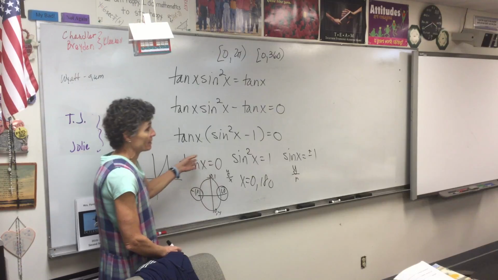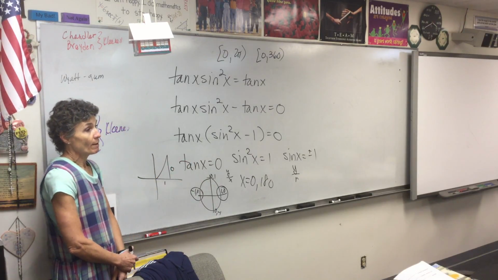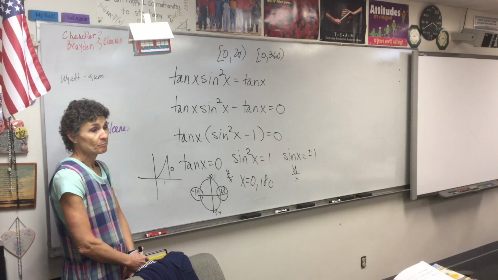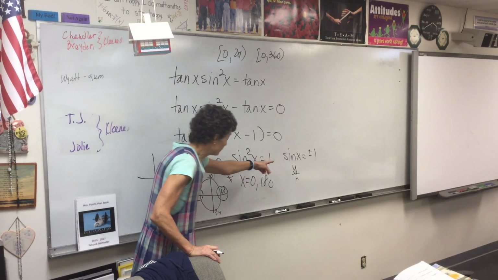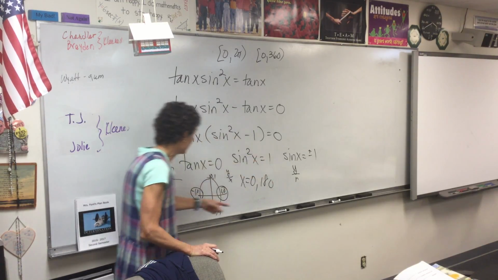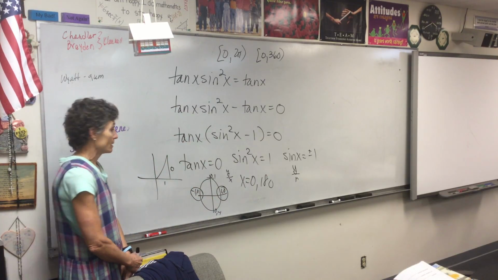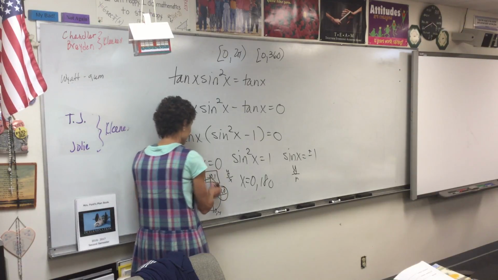So where does that happen? As you go around the circle, remember r is 1, you built a circle with a radius of 1. So where does it happen? If you put the y coordinate over 1, you get either positive 1 or negative 1. Where does that happen? It happens right here.